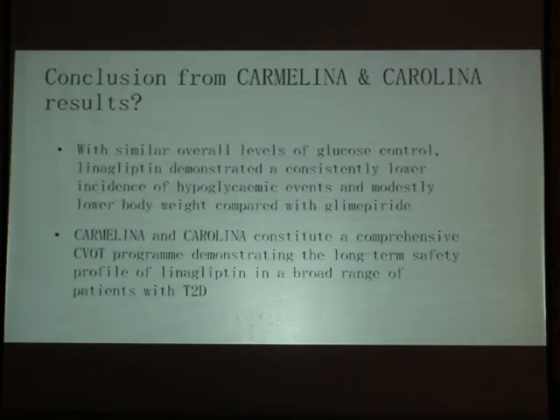So what are the conclusions from both of them now? Time to conclude. With similar overall levels of glucose control, linagliptin demonstrated a consistently lower incidence of hypoglycemic events and modestly lower body weight compared with glimepiride. No surprise. Okay? Carolina and Carmelina constitute a comprehensive CVOT program demonstrating the long-term CV safety profile of linagliptin in a broad range of patients with type 2 diabetes. Agree? You have patients early into the disease, patients late into the disease, patients with established cardiovascular disease, atherosclerotic disease, and patients who are very, very vulnerable to heart failure. In all those patients, linagliptin demonstrated its advantage and safety.